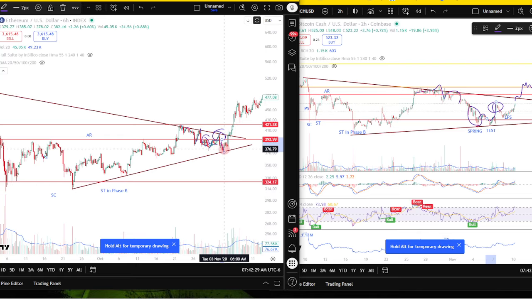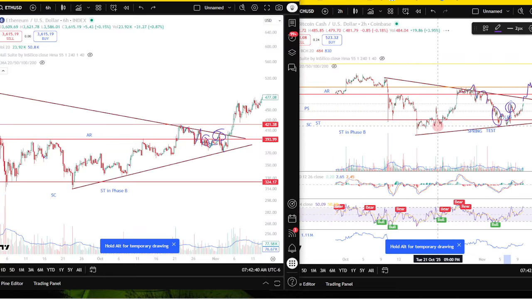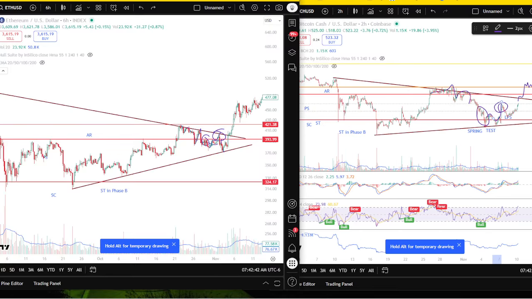So again, two different time frames. So this is on, I don't even know what the Ethereum's on. What do I have it on? Because I have to go back to 2020, so I had to use, so that's 6 hour. This is 2 hour. So anyway, here's what I want to show you. Really, really cool, Bitcoin Cash. Let me show you.